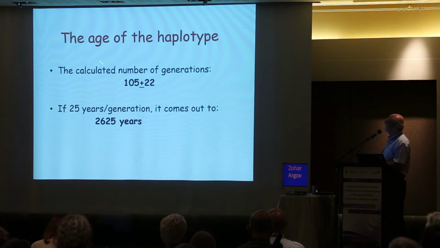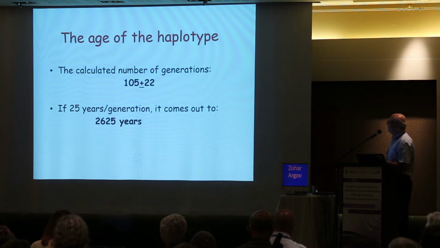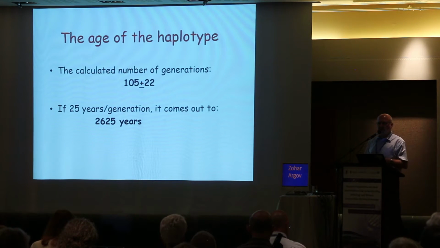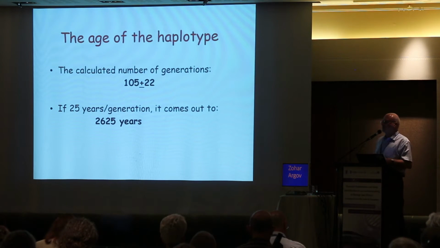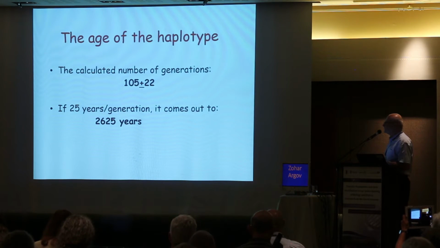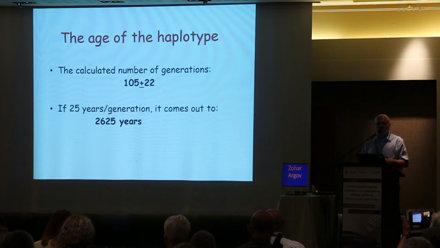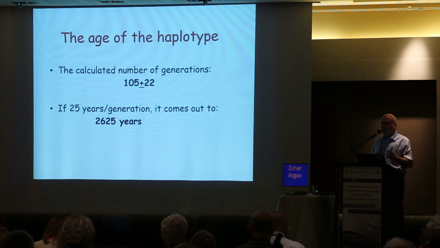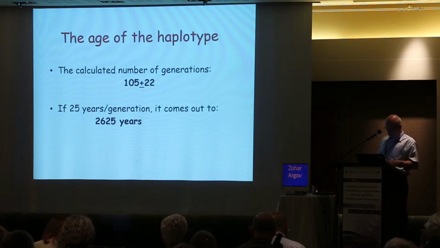He came up with the age of the haplotype, not of the mutation, the whole haplotype, being about 105 generations, plus or minus. If you assume, and these assumptions are always assumptions, that a generation is about 25 years, then this comes down to a haplotype that was generated about 2,600 years ago. Does it fit the history?